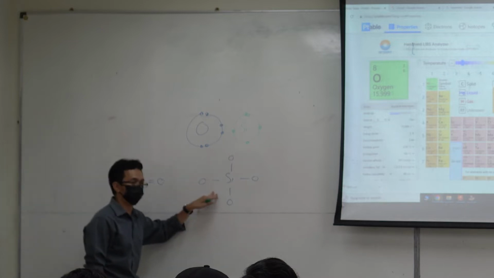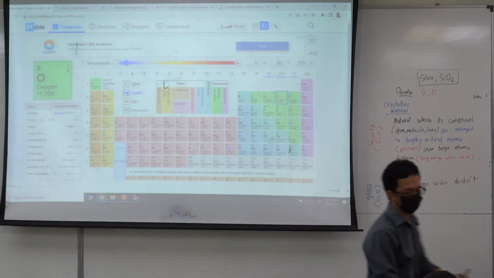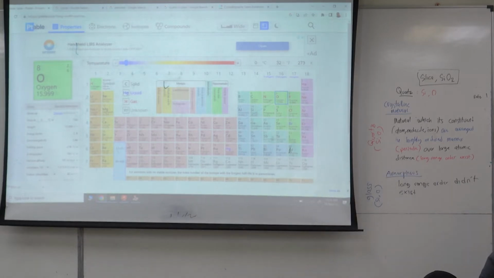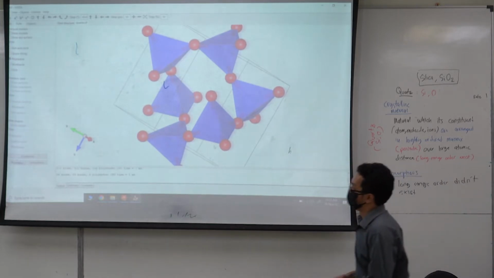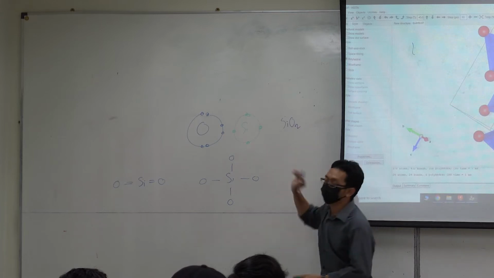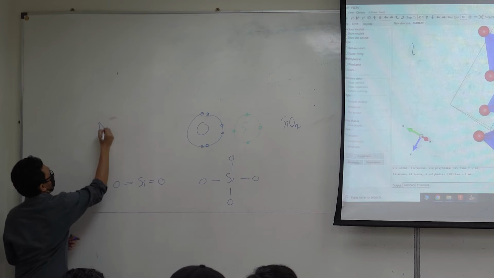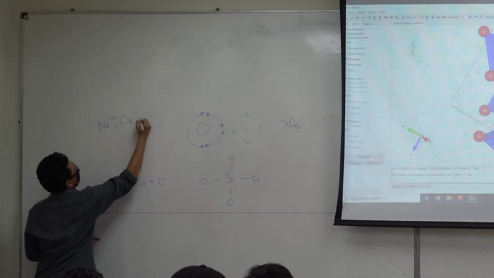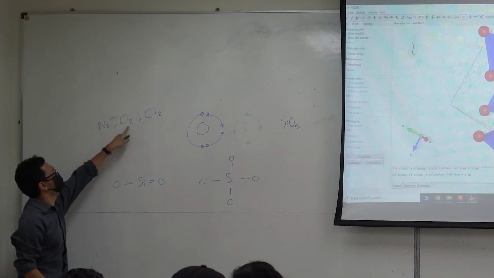It's more favorable. That's why you can see in the 3D dimension, the silicon and oxygen binding, with the 4 oxygen. Remember, when you hear the word silicon dioxide, it tells nothing about the bonding. It's like when you learned before, nitrogen, oxygen 2, and also chlorine 2. You know there are 2 nitrogen, 2 oxygen, 2 chlorine.